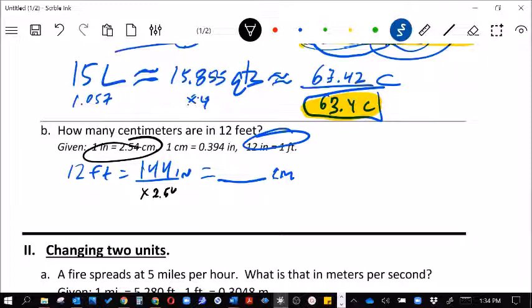When you multiply by that, you get 365.76. Now in this one, it makes no sense to even go to one decimal place, because you have 360-something centimeters. With so many centimeters, part of another centimeter, you just roll that in. So the best answer for this is approximately 366 centimeters.